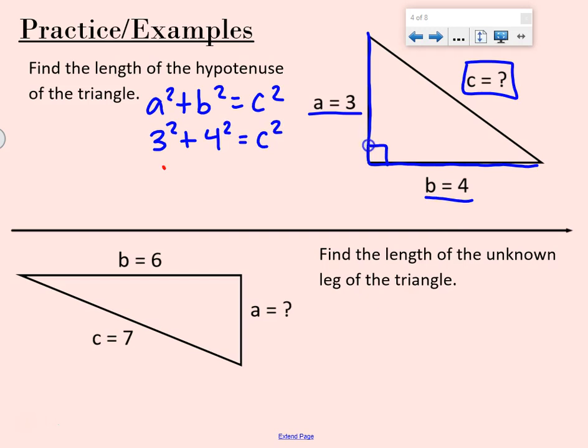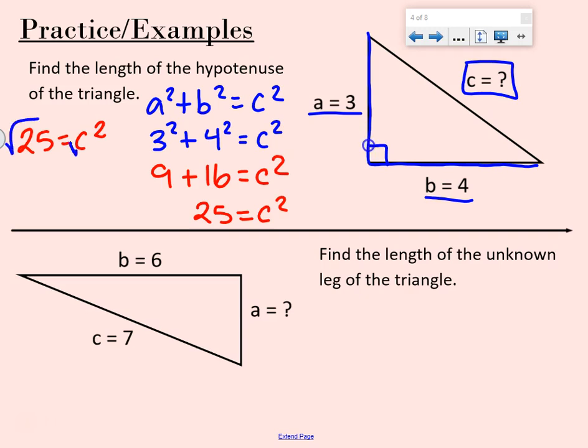3 squared is 9, plus 4 squared is 16 equals c squared. 9 plus 16 is 25, so 25 equals c squared. Now, the opposite of a square is a square root. So to undo c squared, we have to take the square root of both sides. Square root of 25 is 5, so c equals 5. That would be the length of our hypotenuse.